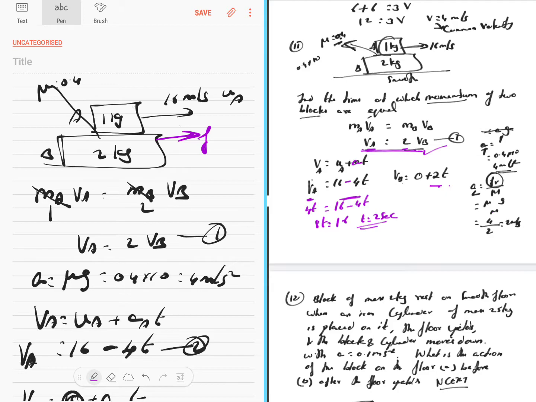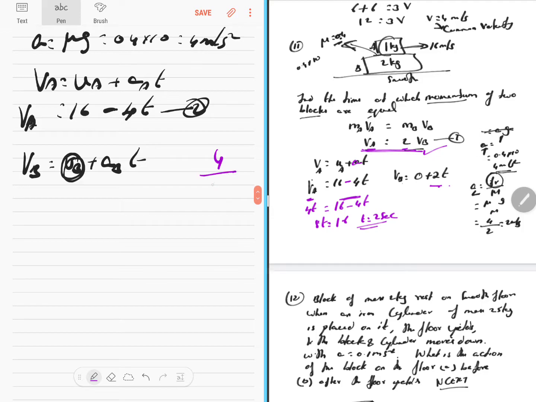And how to find the frictional force? The top block is what is providing the frictional force, which is mu into normal reaction. Mu is 0.4, normal reaction for the top block alone is just 10, so 4 newtons is the frictional force of the top block on the bottom block, and that 4 newtons can be divided by the bottom block's mass. So 2 meter per second square will be the acceleration. It will be positive in this case because from 0 it's accelerating. So VB is equal to 2t.